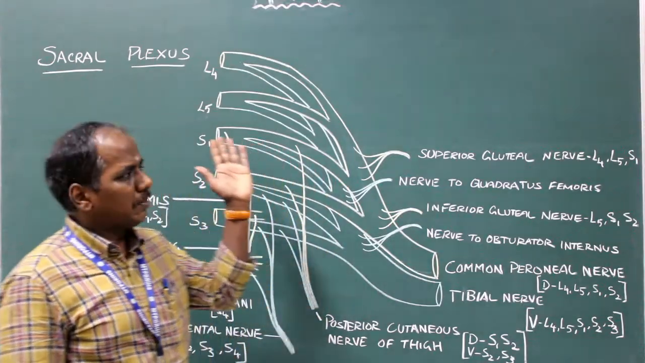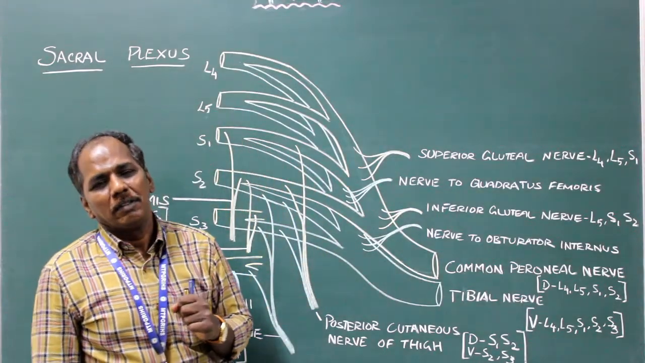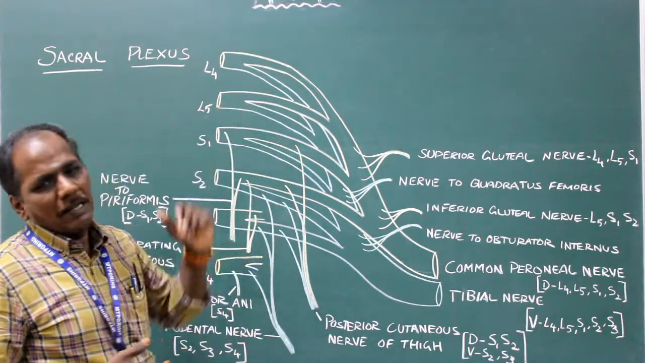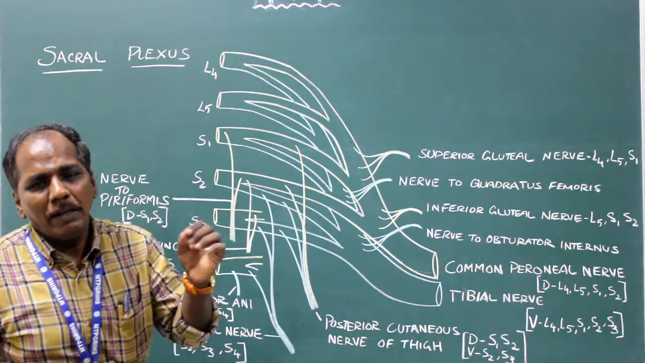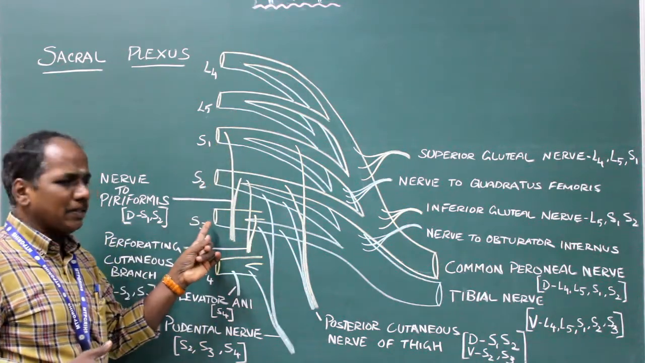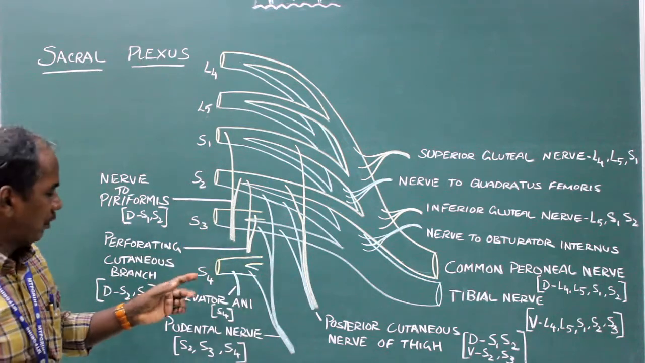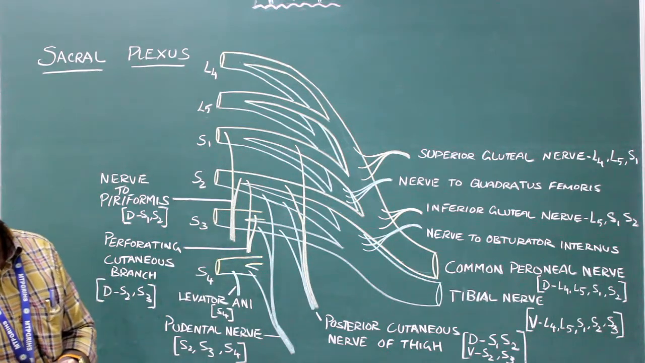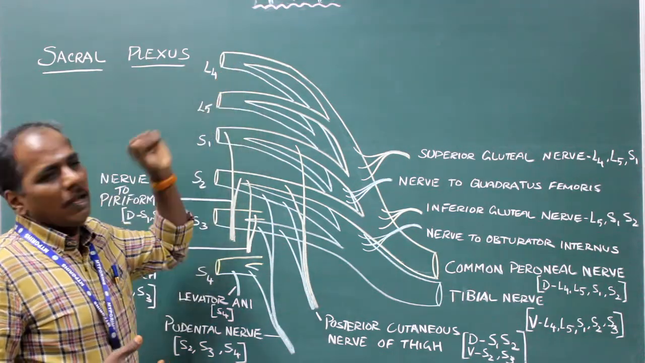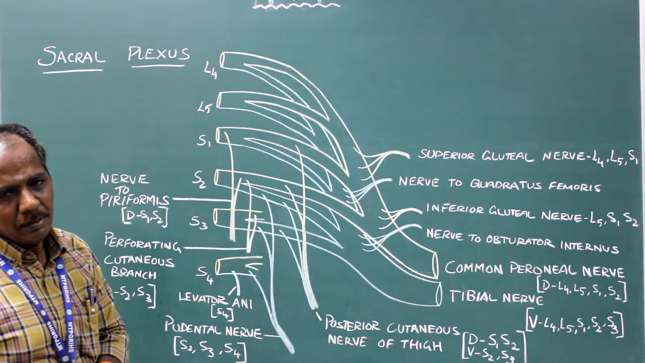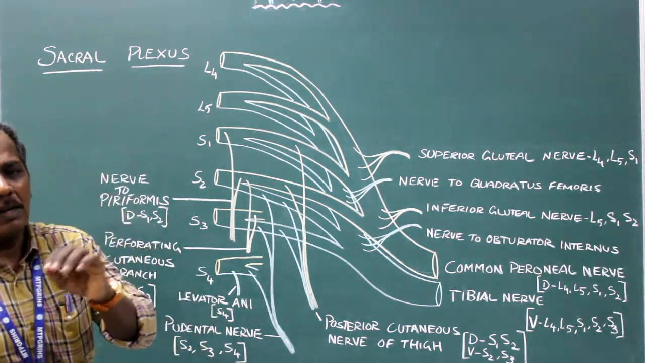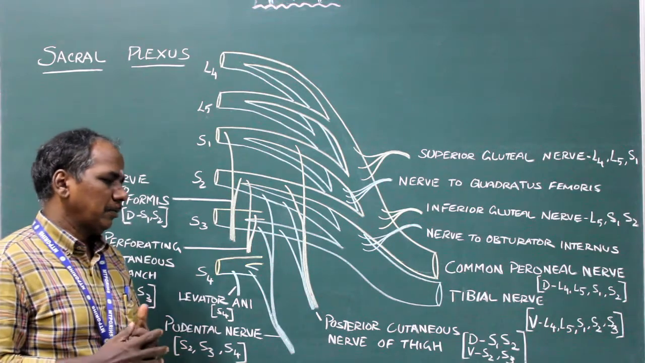Sacral plexus. It is formed by the lumbosacral trunk and the anterior primary rami of S1, S2, S3 and part of S4 spinal nerves. The lumbosacral trunk is formed by the L4 and L5. The S4 takes part both in sacral and coccygeal plexus.